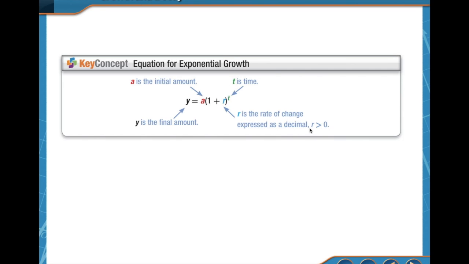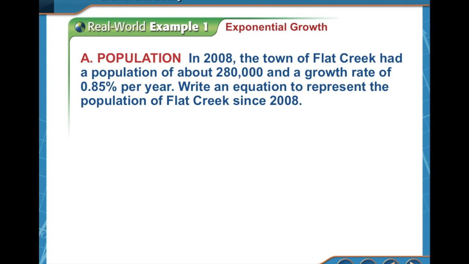That'll always be a decimal, and R is greater than 0. So say our rate of growth was 20%. R would be 20% as a decimal, which would be 0.2. So R is always going to be that decimal. T is our time, and time is always going to be noticeable units: seconds, minutes, hours, years. So we will have time as that exponent, and that goes outside of the quantity 1 plus R. So with all of that in mind, we can look at a first example.